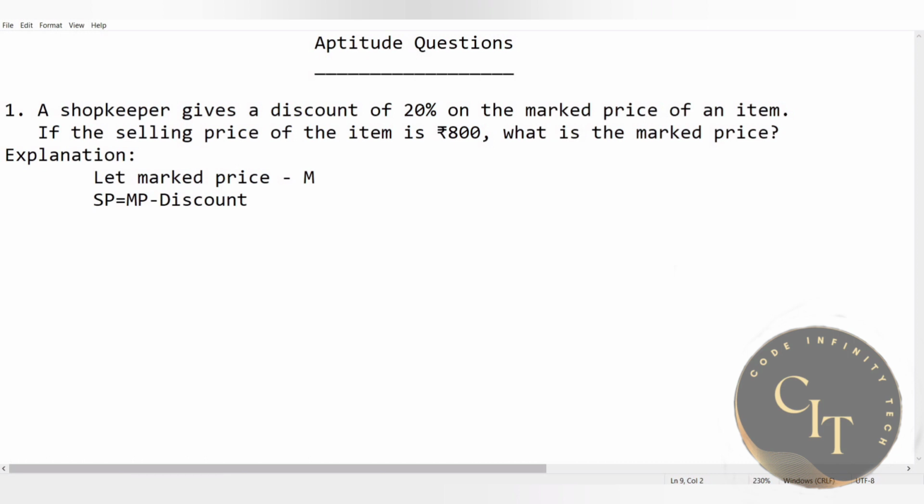So we have the selling price, that is 800 rupees, already given in the question. So keep it as it is, and then market price minus discount. So we need market price, so minus discount, 20% of discount. 20% discount meaning 20 by 100 into M. So finally calculate the value of M. Finally your M value will be 1000. So that's what the question asked, market price. So market price will be rupees 1000.